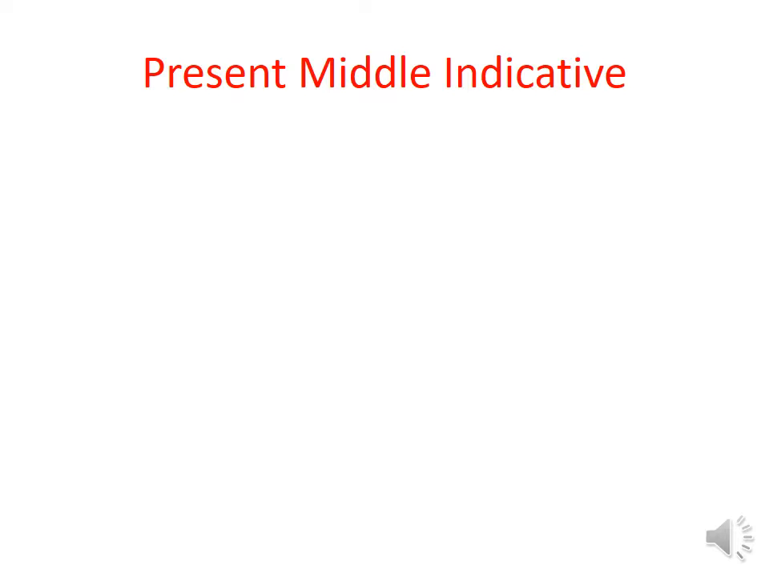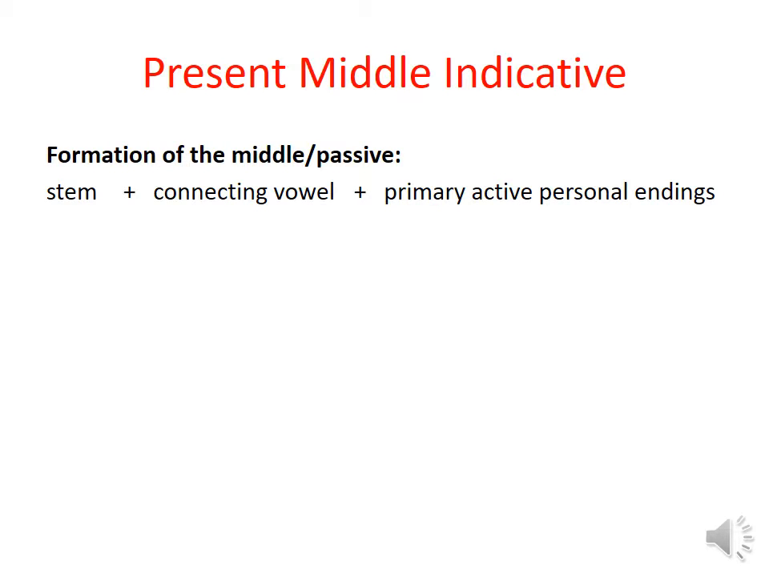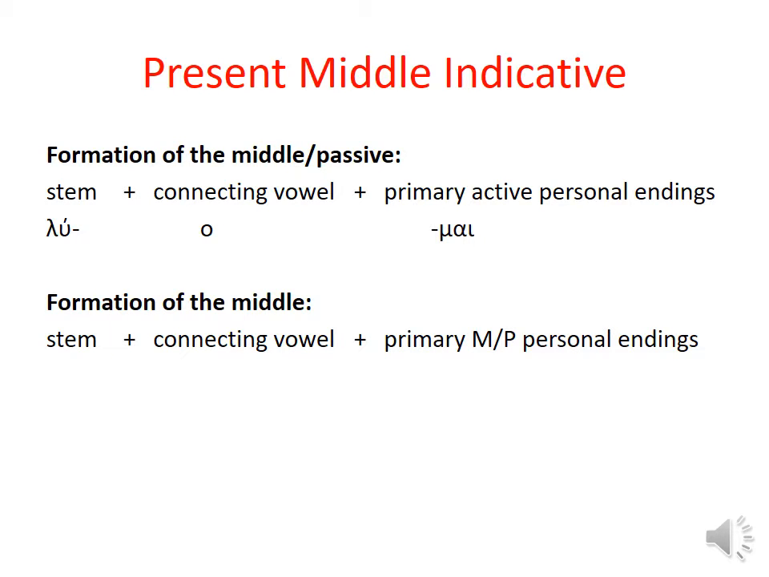Okay, now we move to the present middle indicative. This is a third voice in Greek that is difficult to grasp at first, but we'll see if we can make sense of this for you. So the middle and the passive are both going to be formed exactly the same way. Stem plus connecting vowel plus primary passive personal endings. Luomai. There are some verbs, however, that by their very nature cannot be passive. And so when they come in this form, we need to call them middle.